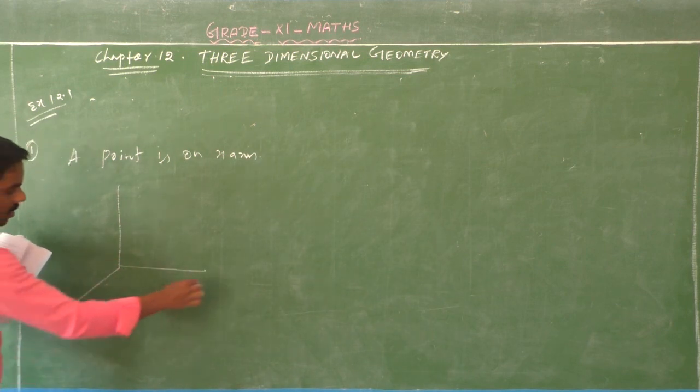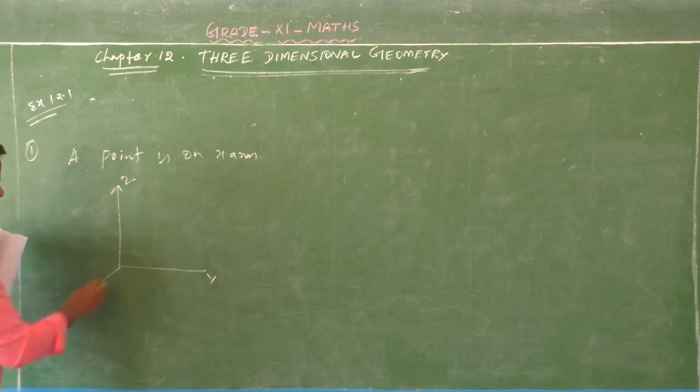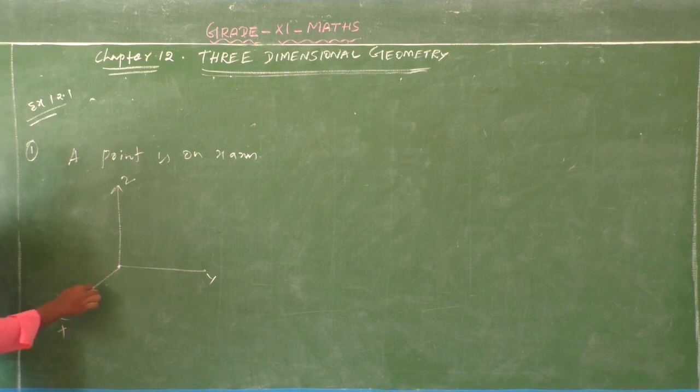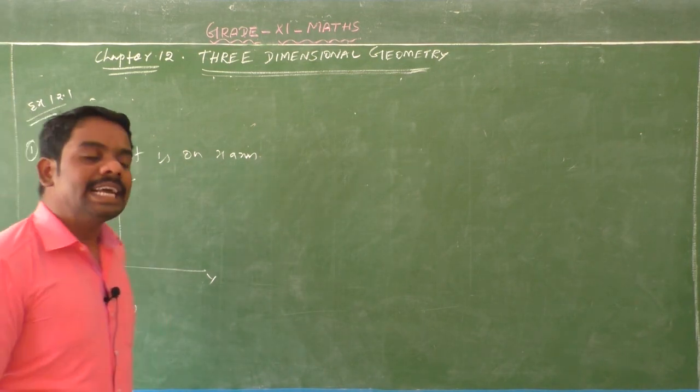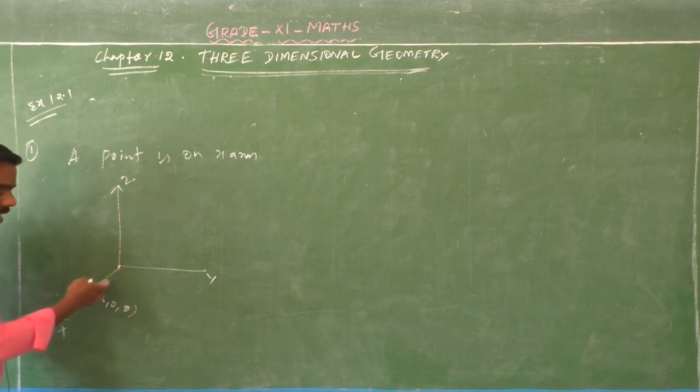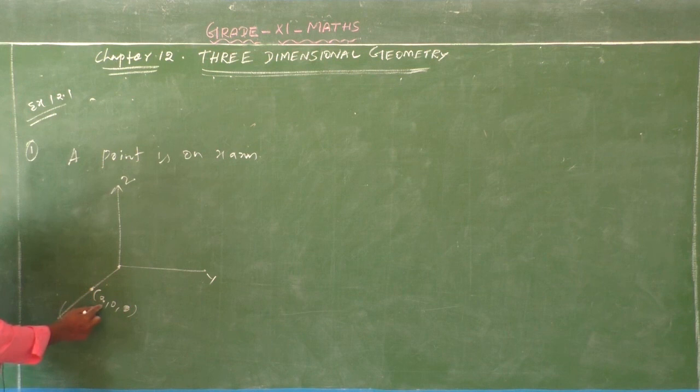This is x, y, and z. So let us consider this point. Here, the point is on the x-axis. Any point on the x-axis is of the form x comma 0 comma 0. The x value is any non-zero value a, and the y value is 0, and the z value is also 0. Every point on the x-axis is of this type: the x coordinate is non-zero, and the y coordinate is 0, and the z coordinate is also 0.